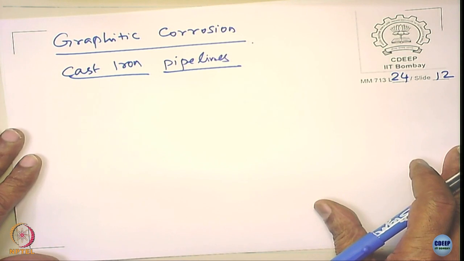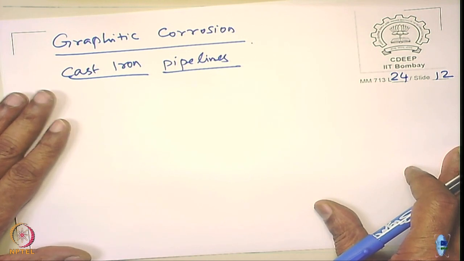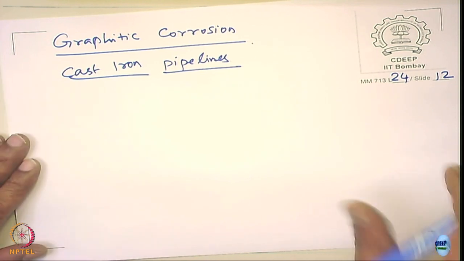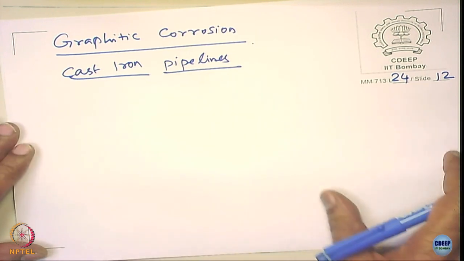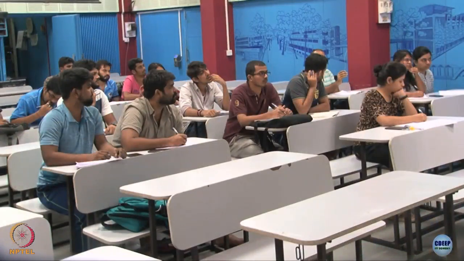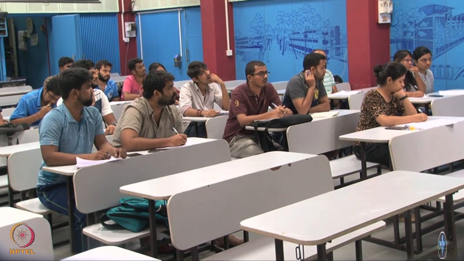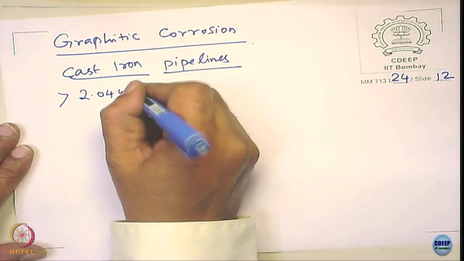Those who are not familiar with cast iron, let us spend a minute to get an idea about what it is. What is the difference between a steel and a cast iron? Castable grade. What is the composition of carbon? From 2 to 4% of carbon, or greater than 2 weight percent.